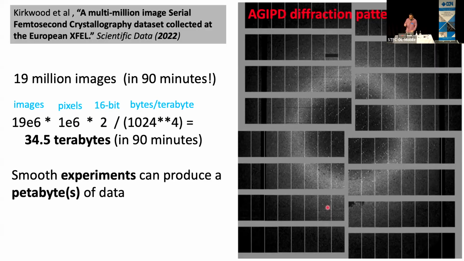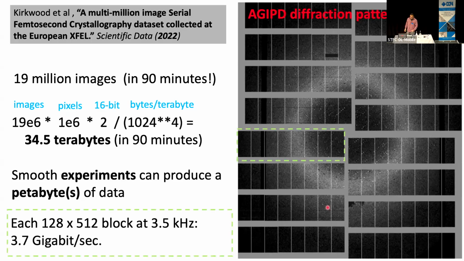And you can read about this on the European XFEL website, or just do the math. If you collect for a few days, you might get a petabyte of data, and that's not uncommon. Remember, this is 3.5 kilohertz. The full throughput is 10 times faster, and then LCLS-II might be even more.